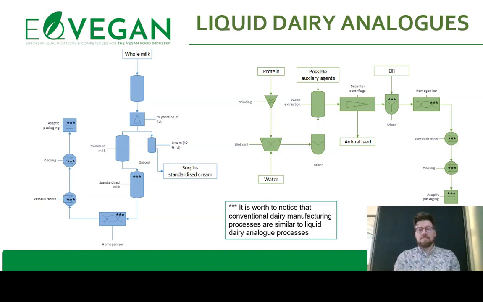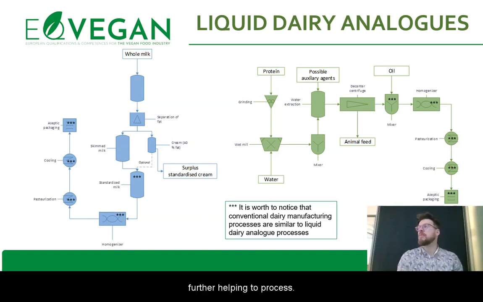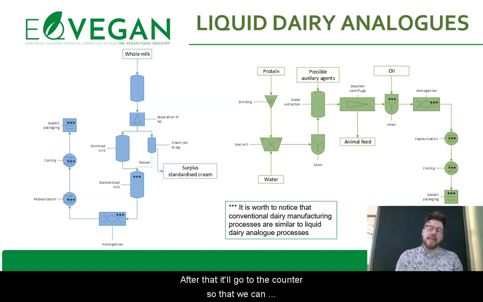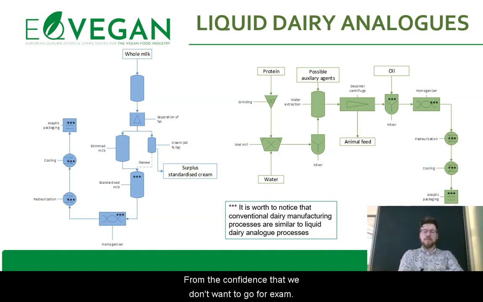If we look at the protein version or the vegan version of this, we can find that the protein will be ground and extracted using wet milling, and this will be mixed, and there might be some auxiliary agents for further helping the processing. After that, it will go to a decanter so that we can separate the components that we want from the components that we don't want.